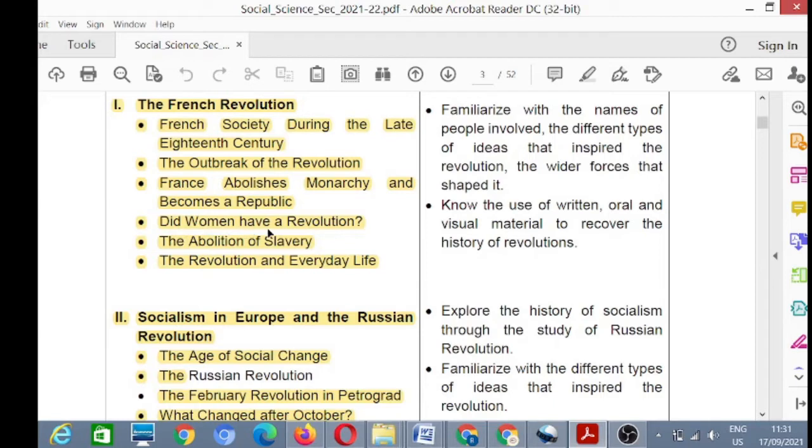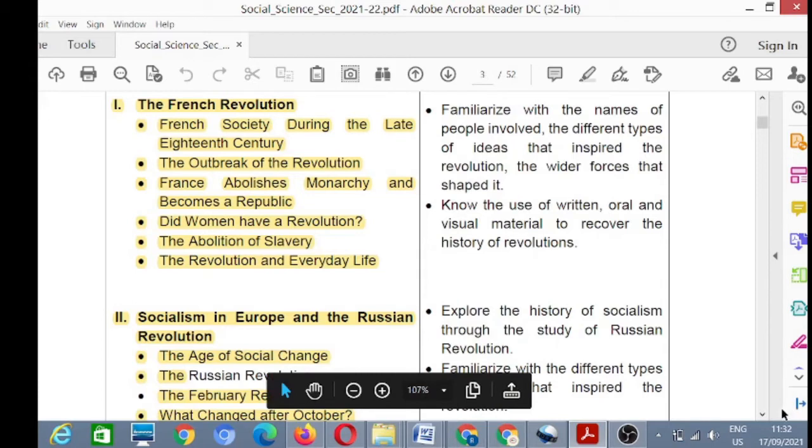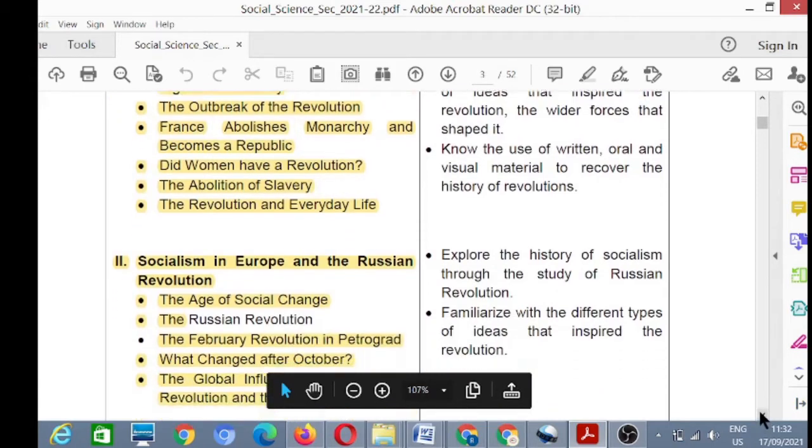Now, did women have a revolution? What was the role of women in revolution? Then abolition of slavery. In older times there was slavery. All men were not equal. Some were of high standard, some were of low standard. Low standard people generally were slaves of high standard people.